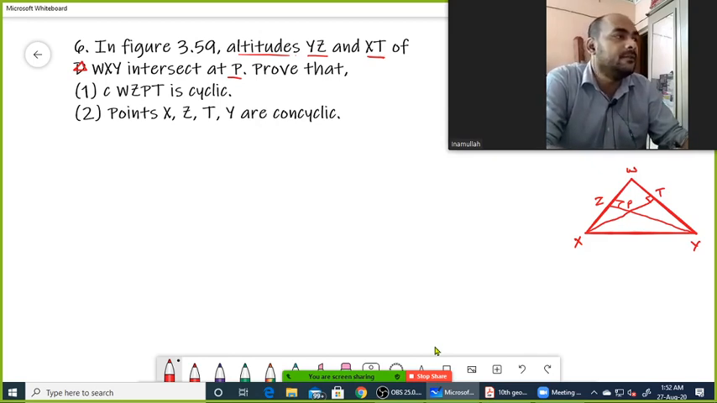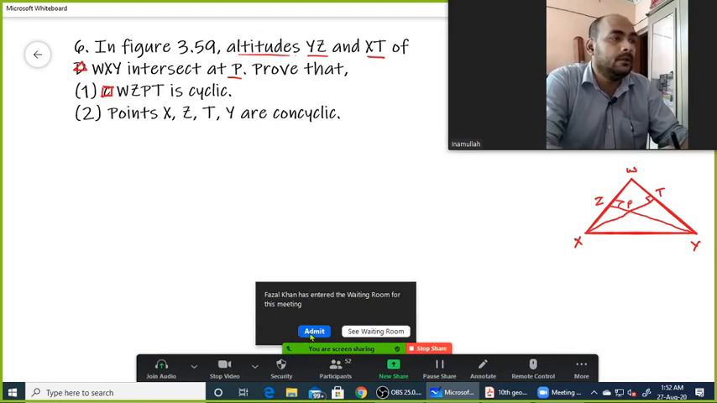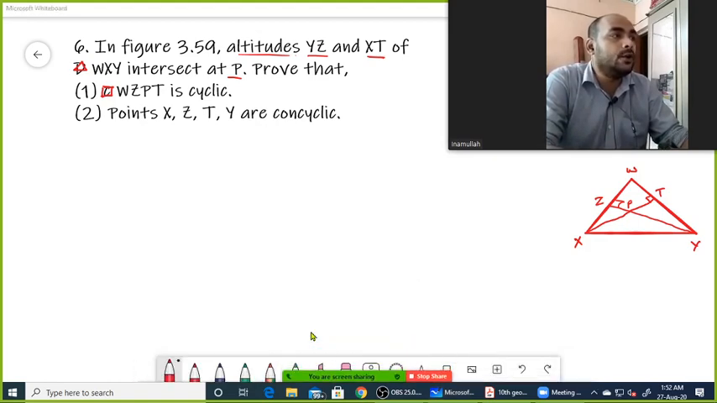Prove that quadrilateral WZPT is a cyclic quadrilateral. So this is our first part of the question. Now, in order to prove that WZPT is a cyclic quadrilateral, we will use a property of opposite angles of a cyclic quadrilateral.